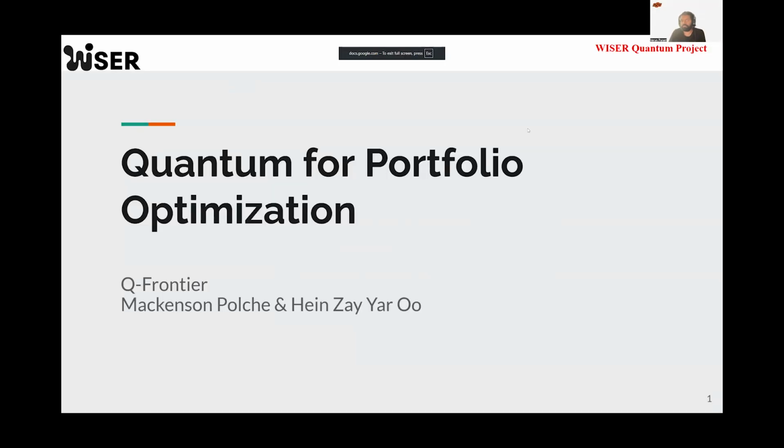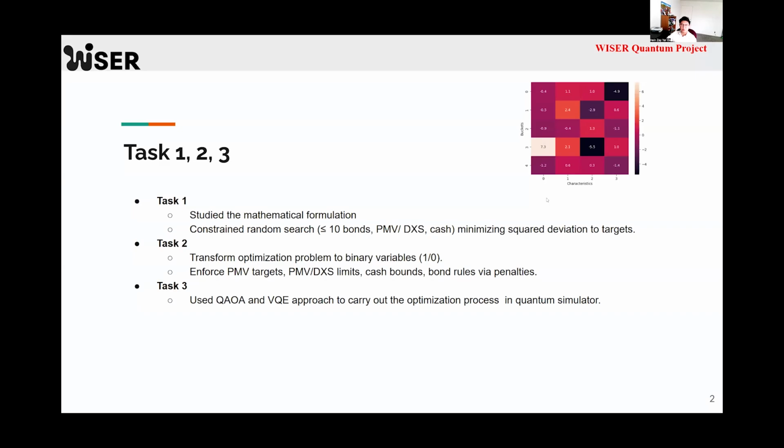All right. Well, hello everyone. My name is Hein, and together with Mac here, we are excited to present our project. For task 1, we replicated the mathematical formulation and performed constrained random search. The heat map on the right shows a sector by characteristic exposure of the selected portfolio. In task 2, we converted the problem into a binary decision variable, so it's a 1 if the bond is selected and 0 if it is not. For task 3, we ran QAOA and VQE on a quantum simulator to generate bond selections. Tasks 4 and 5 will be explained in detail later on.